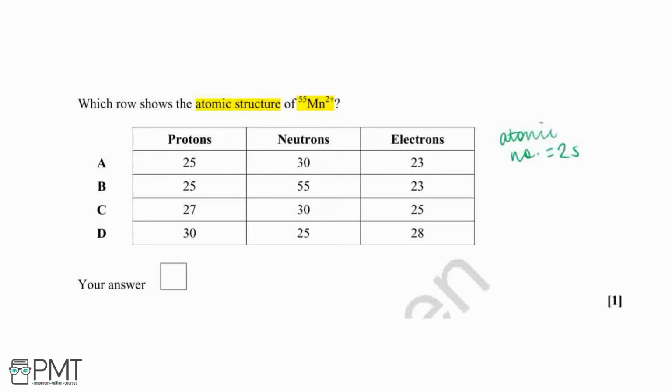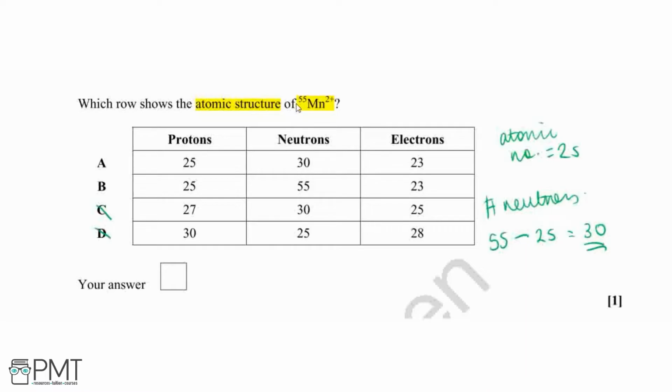So we can eliminate rows C and D from our table, and our answer has to be either A or B. Now let's think about our number of neutrons. We can work out our number of neutrons from our atomic mass. The atomic mass is the sum of the protons and neutrons within the nucleus. Therefore, to work out our number of neutrons, we subtract our number of protons, which we've identified as 25, from the atomic mass, giving us 30 neutrons overall.